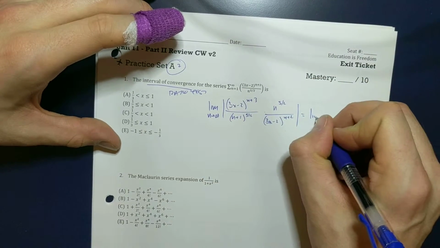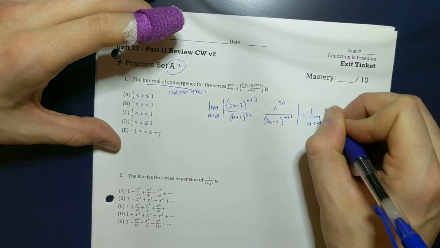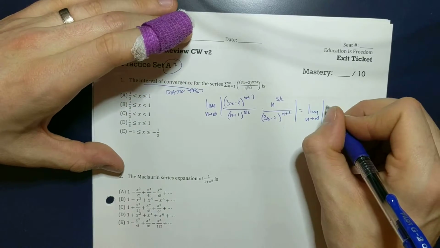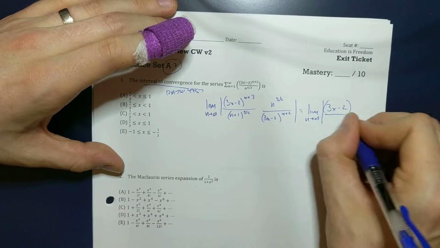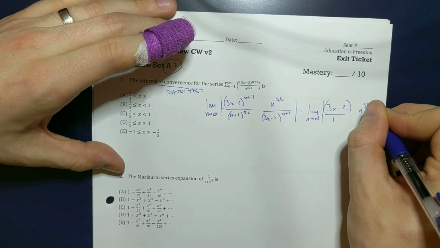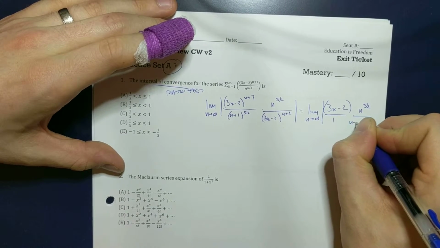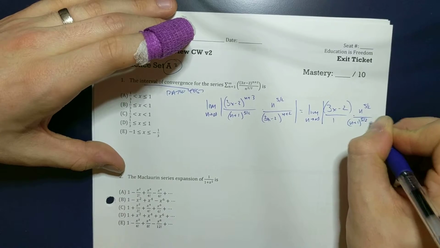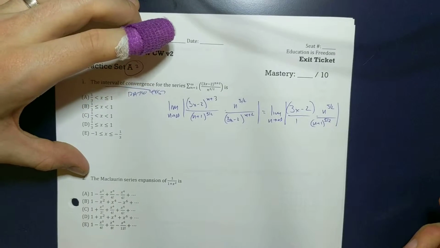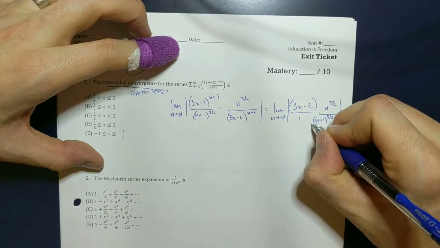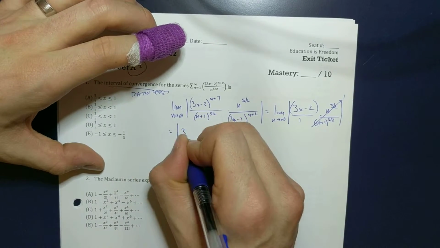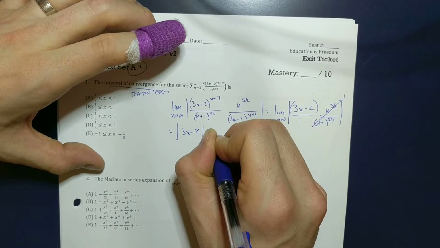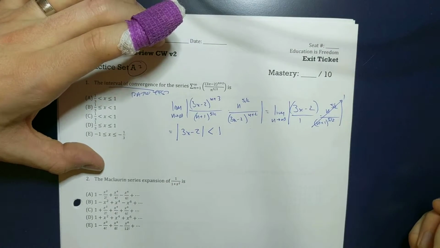So this becomes the limit as n goes to infinity of the absolute value of 3x minus 2 over 1 times n to the 5 halves over (n plus 1) to the 5 halves. I have this limit like we did in the first practice set. The limit of this will be 1, so my limit ends up equaling the absolute value of 3x minus 2. To converge, we want that to be less than 1.